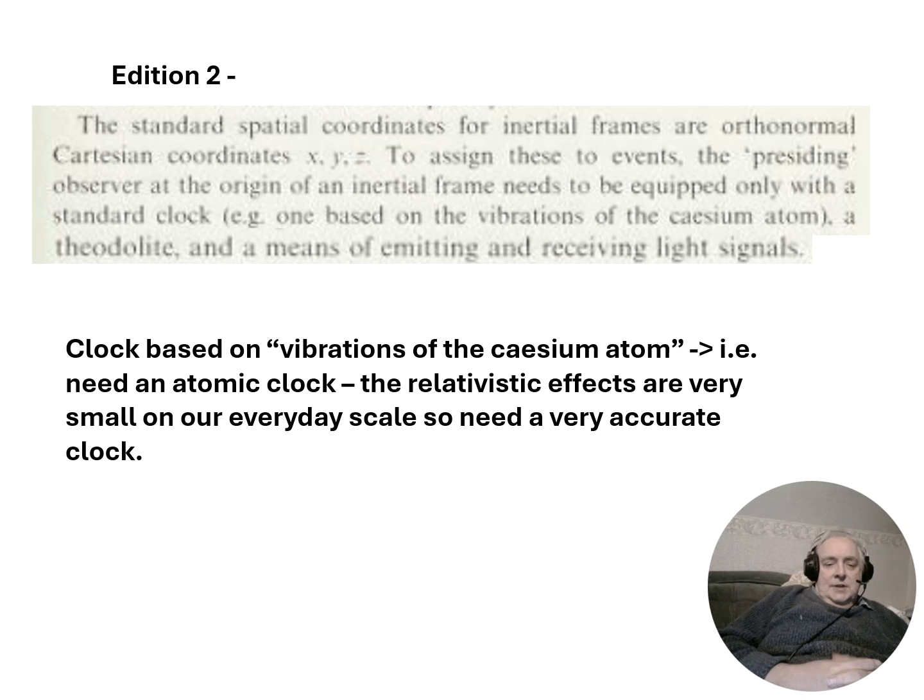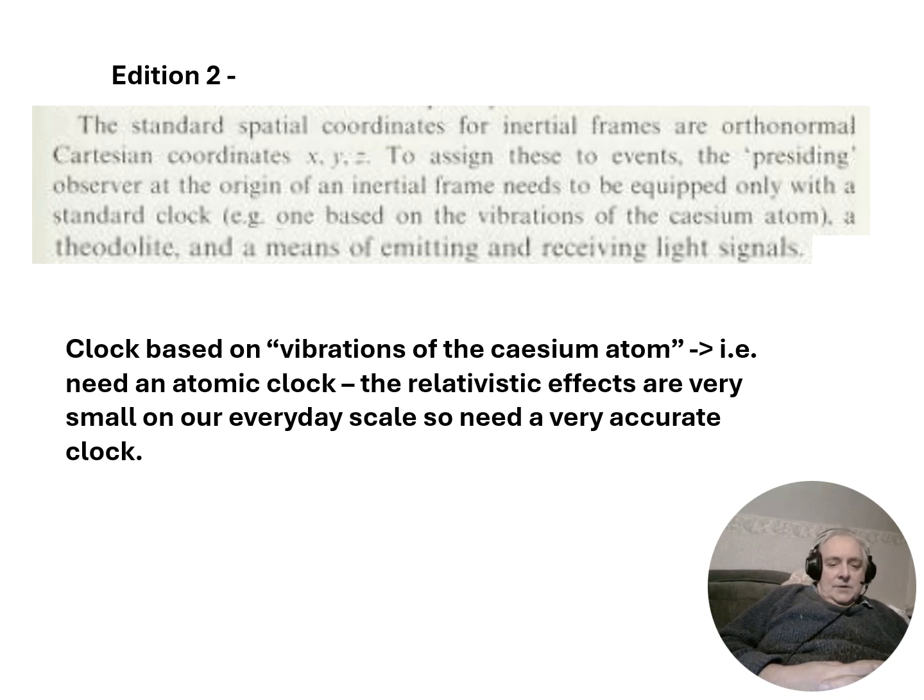The book carries on. It says the standard spatial coordinates for inertial frames are orthonormal Cartesian coordinates x, y, z. To assign these to events, the presiding observer at the origin of an inertial frame needs to be equipped only with a standard clock, e.g. one based on the vibrations of the cesium atom, and a means of emitting and receiving light signals. So basically he's using a measuring rod and a clock.